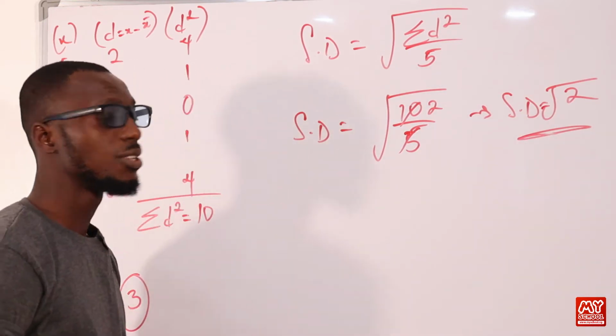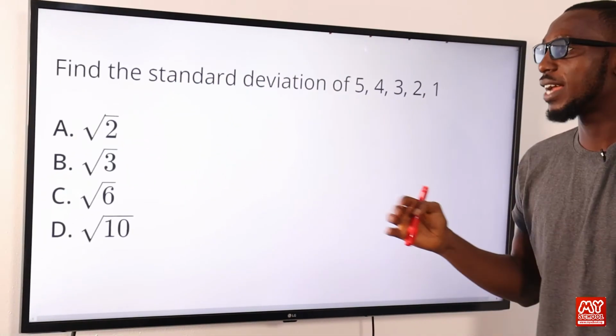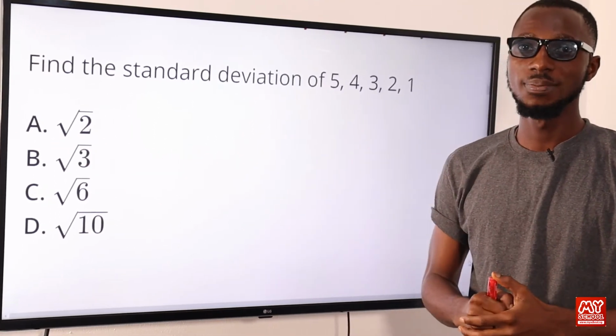So let's look for the square root of 2 in the options provided. Okay, so scan through the options provided and you will find root 2 in option A. So option A is correct.